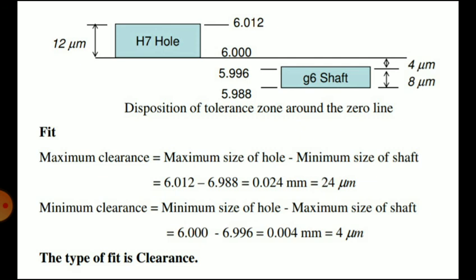Now you can find the maximum clearance. So maximum clearance equals maximum size of the hole minus minimum size of the shaft. So that will be equal to 24 microns, and minimum clearance is calculated as 4 microns. So both the values are positive, which means this type of fit is a clearance fit.